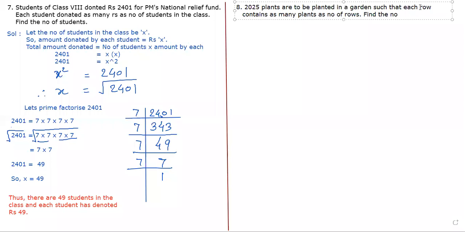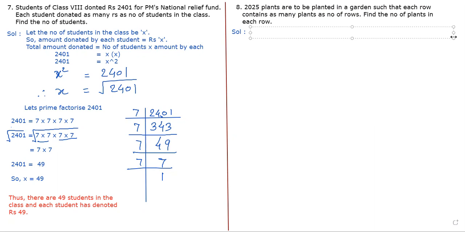Find the number of plants in each row. Correct? Again, see what they are saying. 2025 plants are to be planted in a garden such that each row contains as many plants as number of rows. Means what, children? Suppose there are 10 rows. Then each row will have how many plants? 10. If there are 10 rows, then each row should have 10 plants. And total number of plants will be how much? 100. 10 into 10.